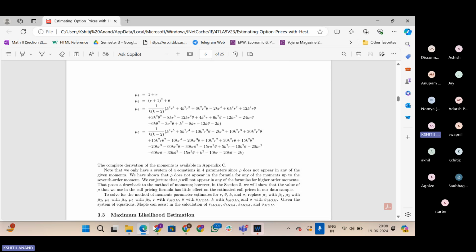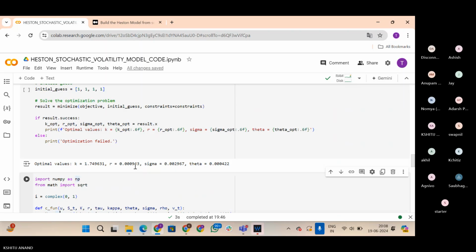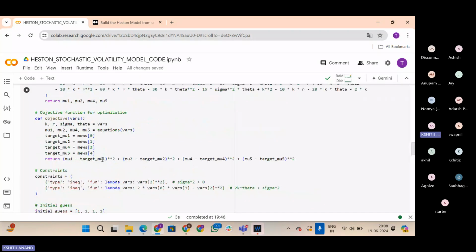What is our objective function? We write an objective function something like (mu1 minus target mu1) square plus (mu2 minus target mu2) square plus (mu4 minus target mu4) square plus (mu5 minus target mu5) square. Suppose that the mu1 that we get by calculating 1 plus r is equal to target mu1, then this will be 0, right? If 1 plus r becomes exactly equal to the target mu1.